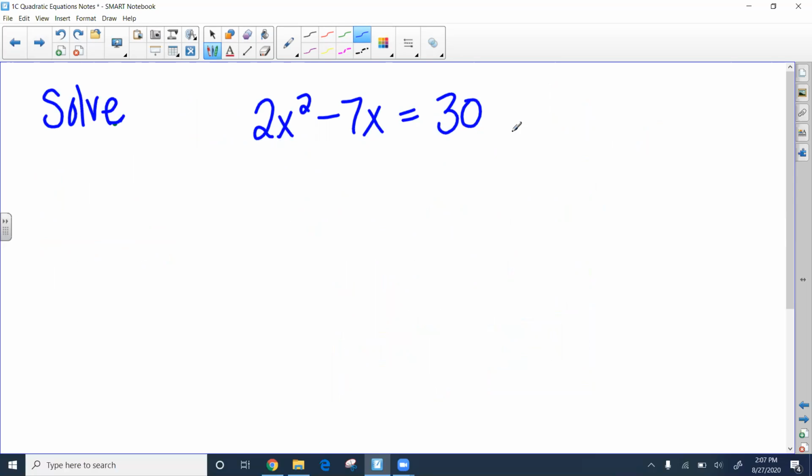So a couple of things to watch out for on this is you do have to make one side equal to 0 first. So make sure you do that first. And then when you're trying to factor, this one has the leading coefficient. So this is like example 4 on the notes. You're going to have to rewrite the middle term and use grouping. All right, so take a couple minutes and try this problem. 2x squared minus 7x equals 30.